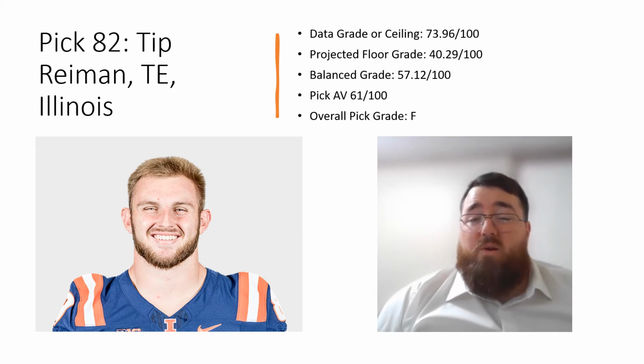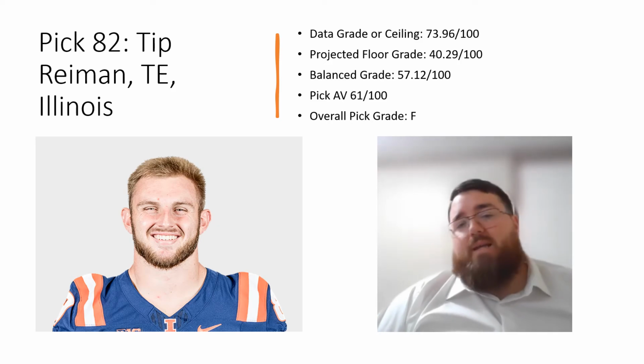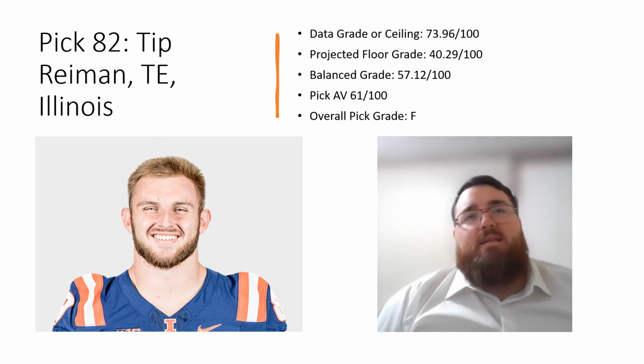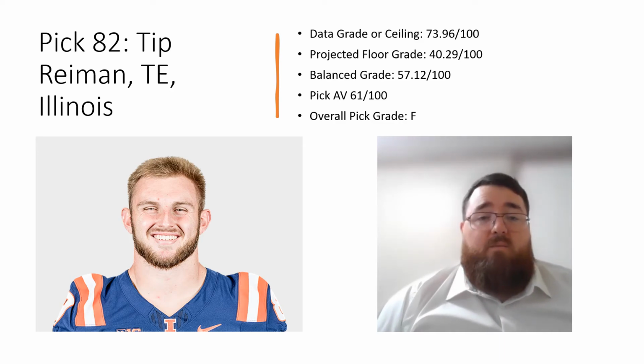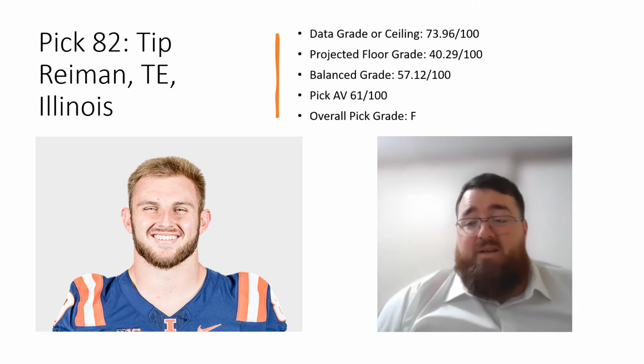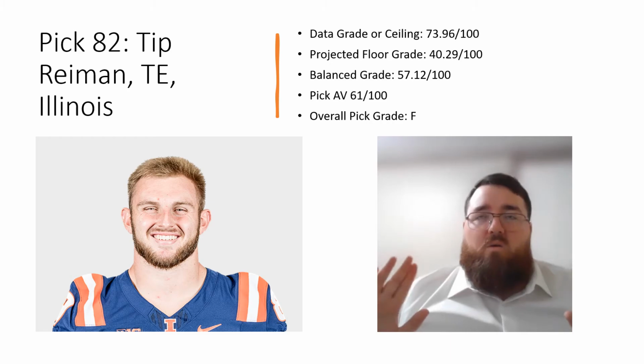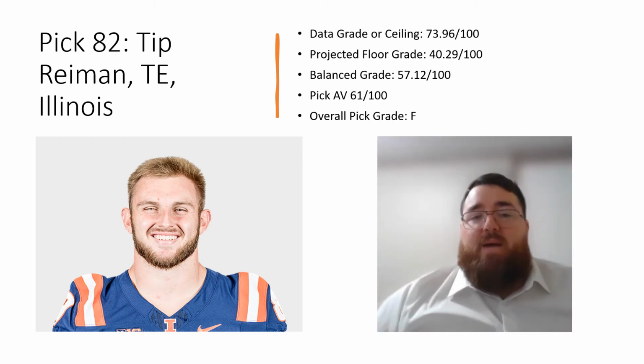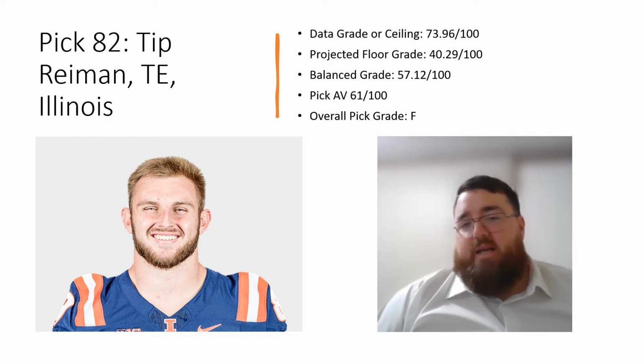His projected floor grade is 40.29, and the balance grade for him is 57.12. The average AV of this selection is 61 out of 100, with the overall pick grade of an F. Now, when I say an F, it's not to say that Tip Reaman is not going to potentially become a really great starting blocking tight end, but it just means that this pick is not going above what's expected for this selection.